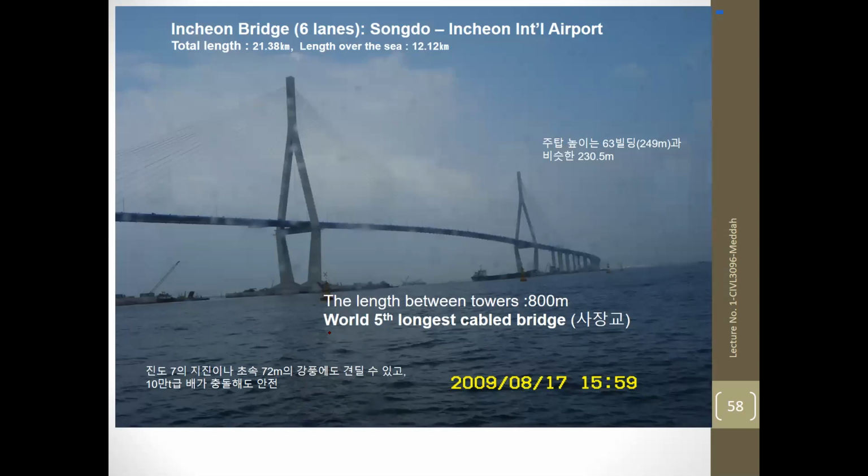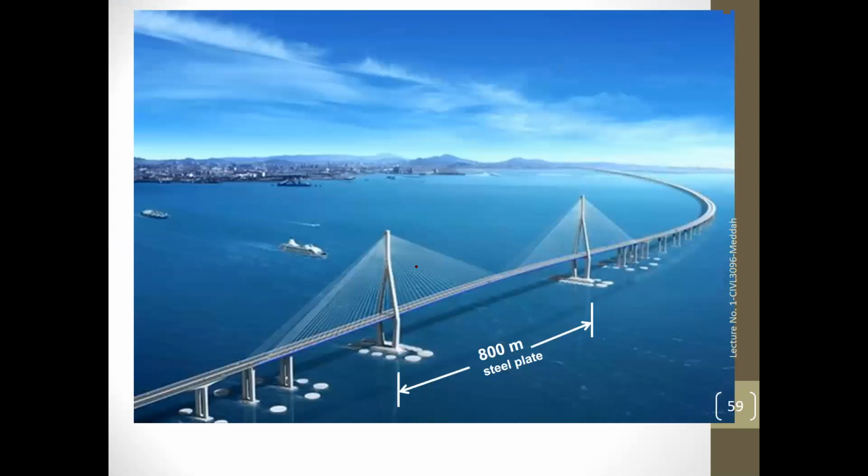You can see here it is considered the fifth longest cable-stayed bridge. So we are talking about these cables here. This is a specific mode of construction of bridges. And you can see here the steel plate, or the span between the supports. It is 800 meters, which is a very long span, of course.